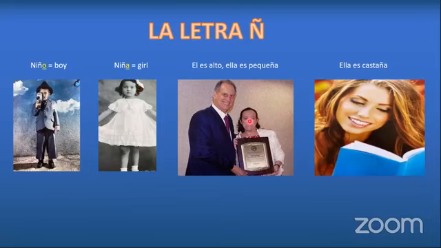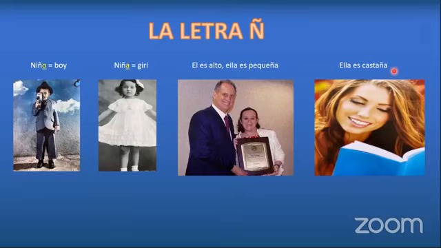Let's see this couple. He's tall and she's petite. Él es alto, ella es pequeña. Let's look at her. She's not completely blonde. She's more like a brunette, but she's not dark hair either. Remember how we describe that? Yo soy rubia, yo soy morena, yo soy castaña. Castaña, this is castaña. Ella es castaña is the way that we describe it.